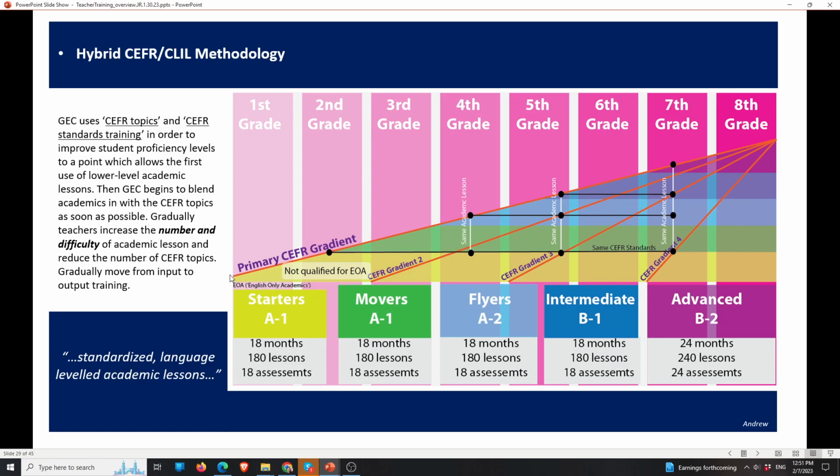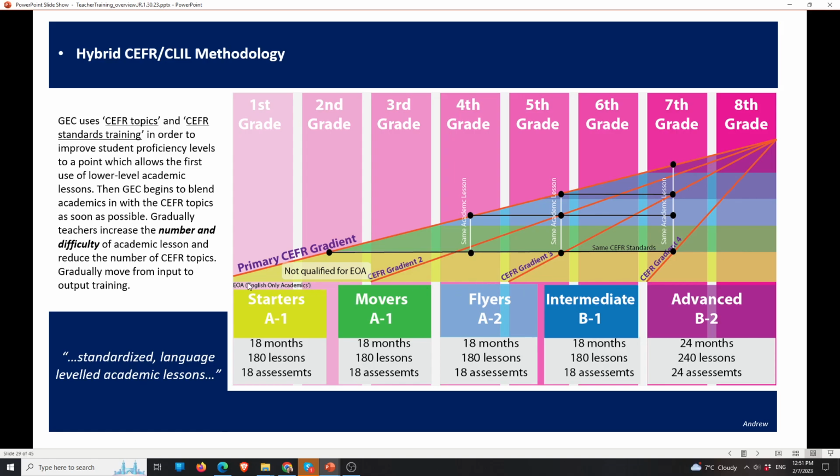Now, if the student starts at a very early age, they have a long and not a very steep trajectory to reach that B2 proficiency level. But again, if the student starts in the 7th grade, then they have a much steeper climb if their beginning level would be like A1.